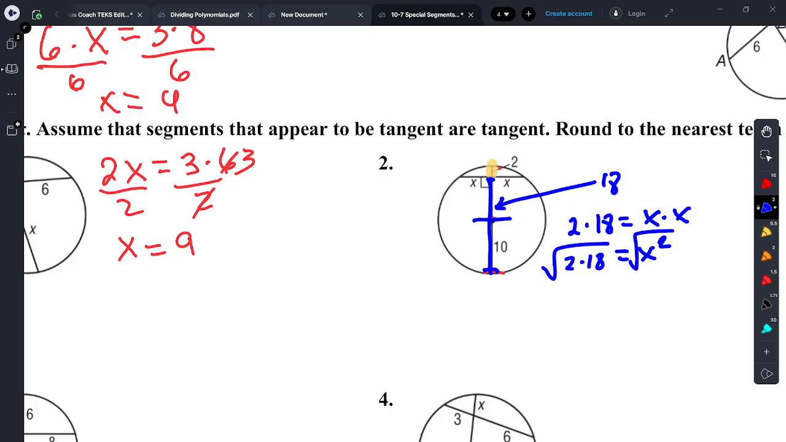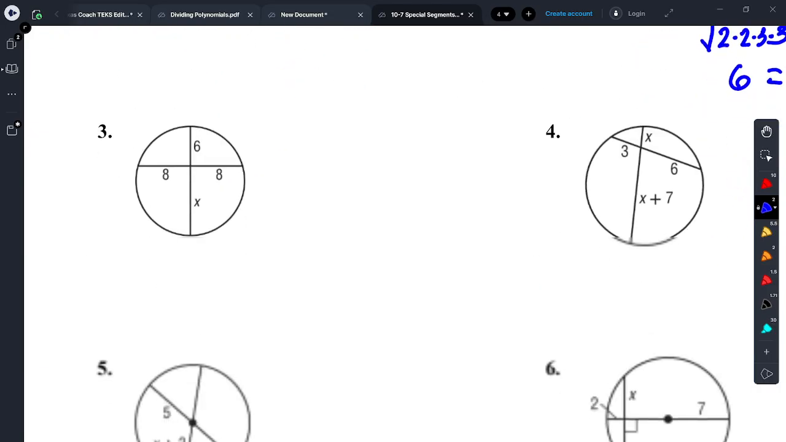Square root. What's the square root of 2 times 18? That's going to be what? 2, 2, 3, 3. So what's that? 6? X is 6. Is that the question? Yeah. All right. Example 3.